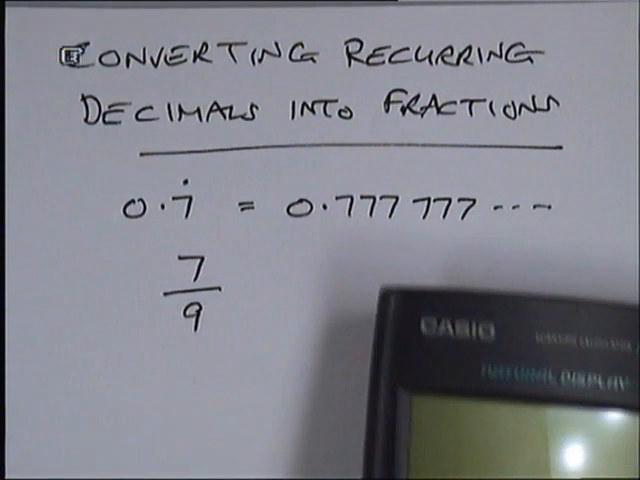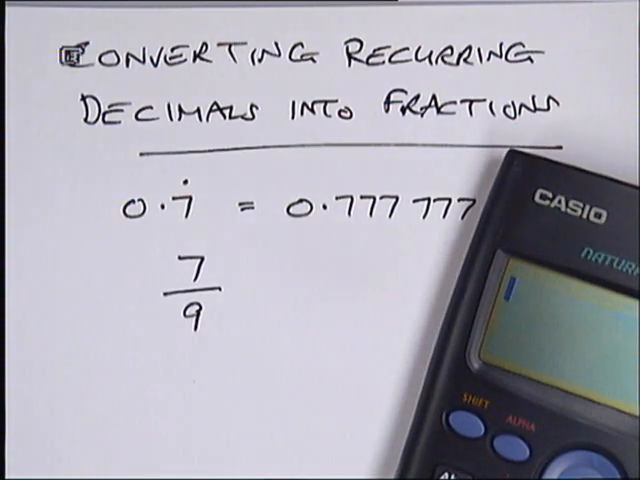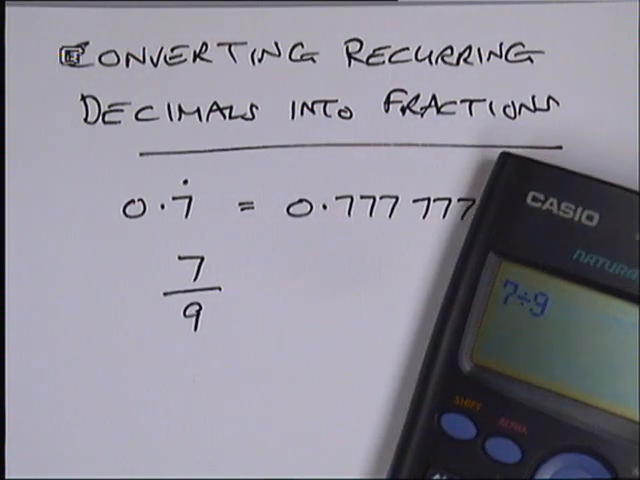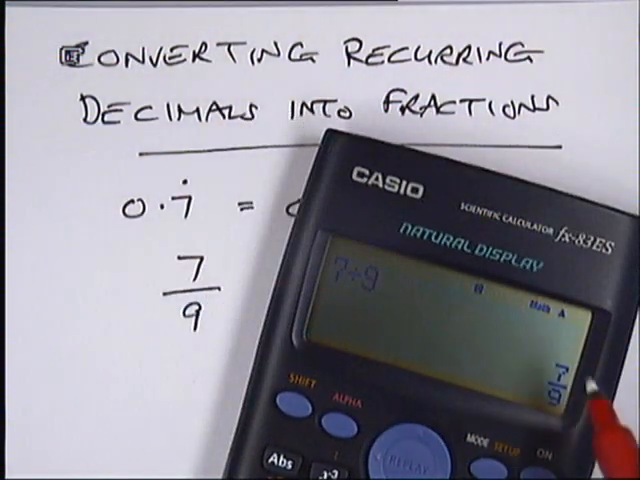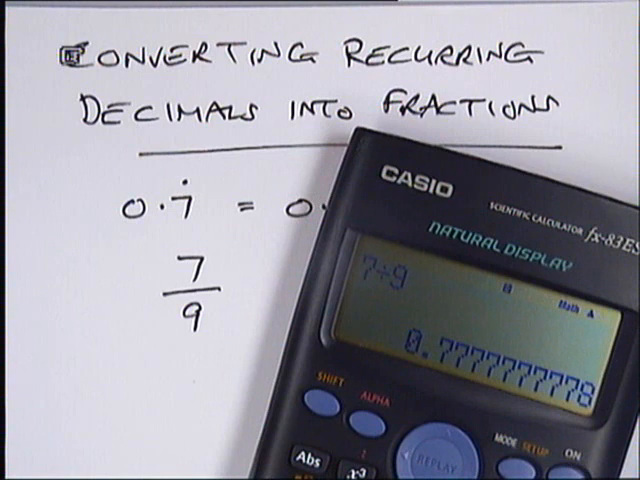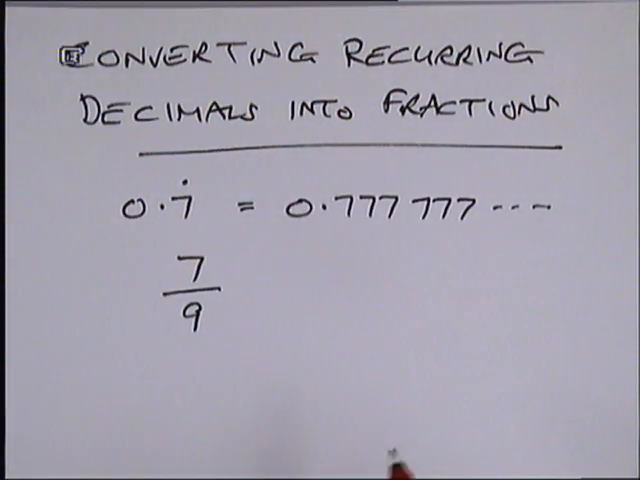And 7/9 is the same as 0.7 recurring. If you've got a calculator, you could do 7 divided by 9, and you'll see that you get 7/9 as a fraction, and as a decimal 0.7 recurring. They're all the same thing. So we've got one there. 0.7 recurring is the same as 7/9.